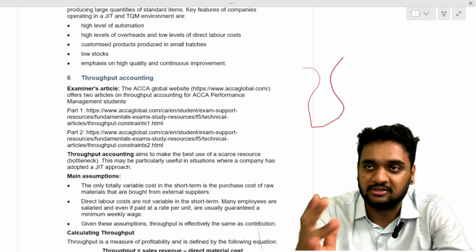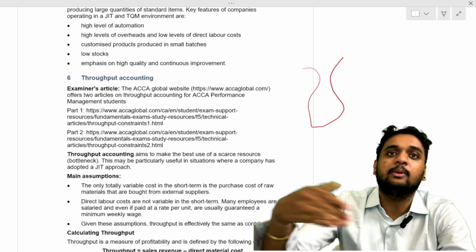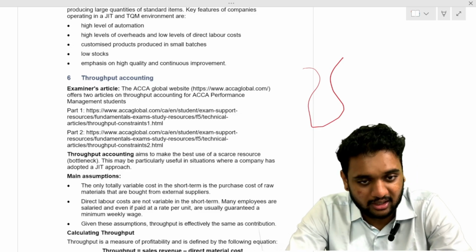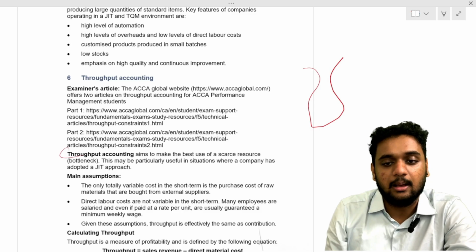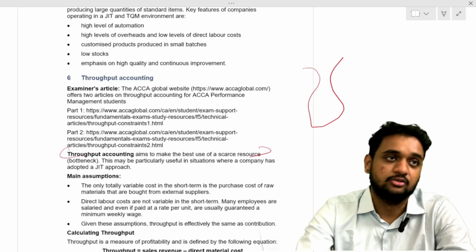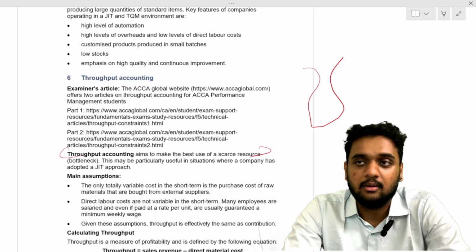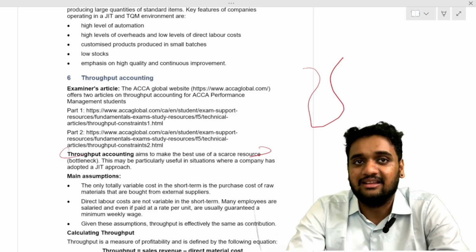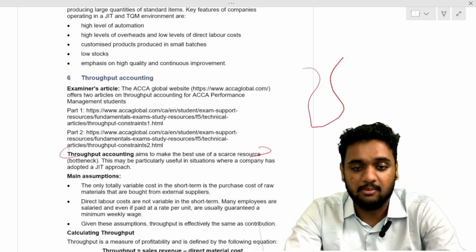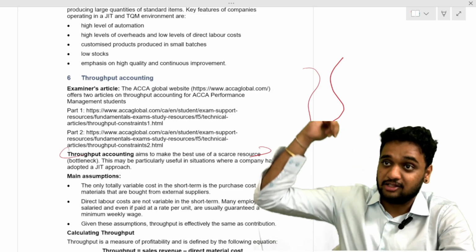As and when you see a bottleneck, you try to keep improving the bottleneck. Understood? That is what we will see in throughput accounting. Throughput accounting, the definition is making best use of scarce resource. That's what we did in limiting factor. That's why I told you it's related, but it's not exactly the same, but it's totally related.